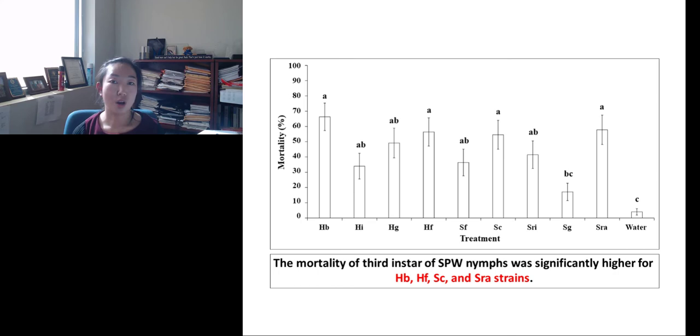After we made the comparison, you can see the mortality of the third instar of the sweet potato whitefly nymphs was significantly higher for nematode strains HB, HF, SC, and SRE.